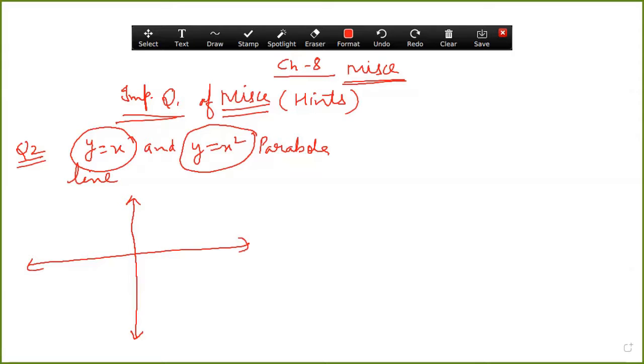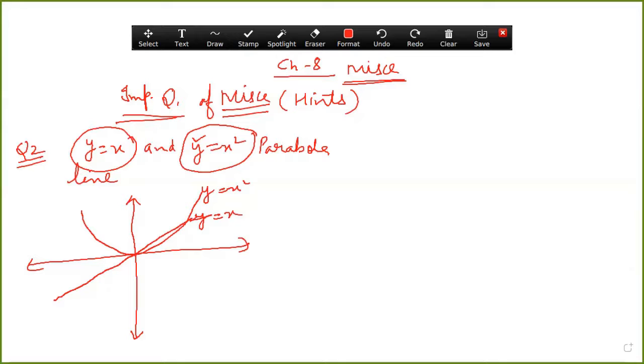Curve is, this is a parabola which is symmetrical about y-axis. It means parabola like this. This is a parabola, y is equal to x square. Now line, y is equal to x. Y is equal to x means when you put x is equal to 1, y is 1, x is 0, y is 0. It means a line which passes through the first and third quadrant. Line will be like this. Passes from the origin. This is y is equal to x.